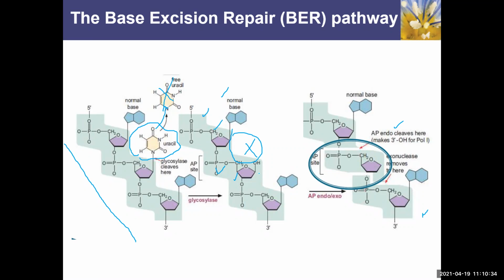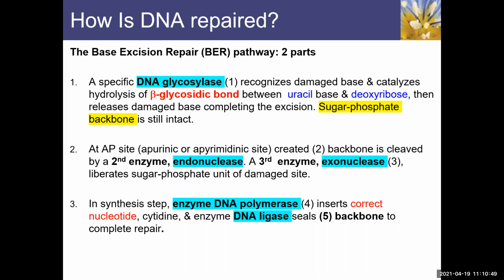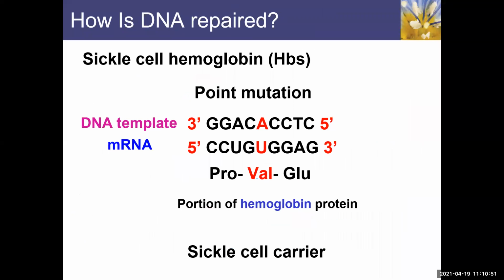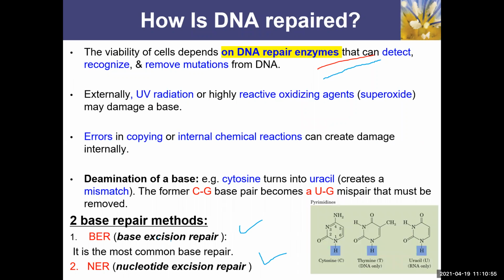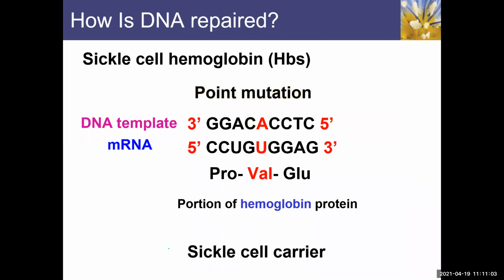So in base excision, just a damaged base is removed. And in nucleotide excision, you remove the nucleotide. You might remove 20 nucleotides, 30 nucleotides, right? Depends upon the length of the DNA. That is the difference between base excision and nucleotide excision. So base excision, you just remove the base, and nucleotide excision, you remove almost 20 to 30 nucleotides. Okay, so that's what it is.